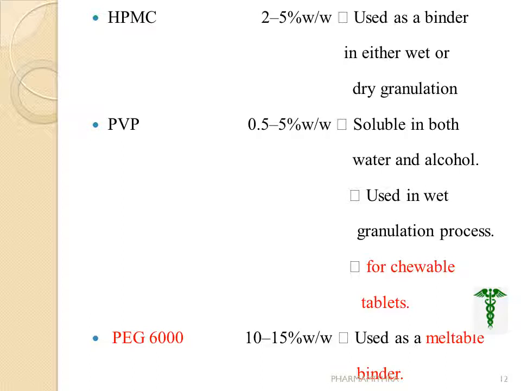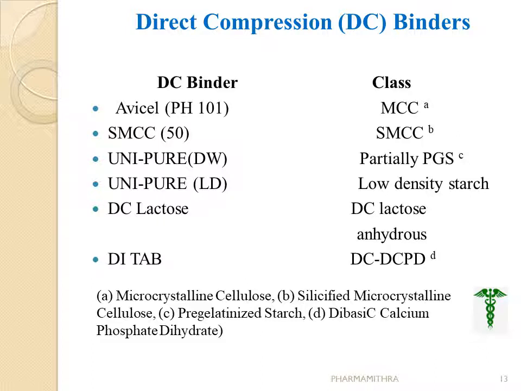The next binder, for example, is polyethylene glycol 6000, 10 to 15% is needed. It is used as a meltable binder. An example of a meltable binder is polyethylene glycol. This slide as a whole is very important because these are examples of direct compression binders. We are not much familiar with direct compression binders.